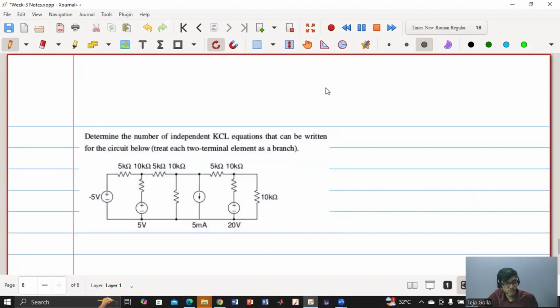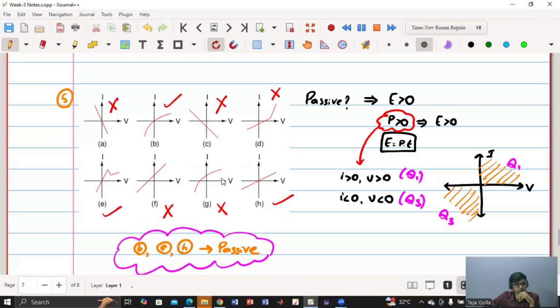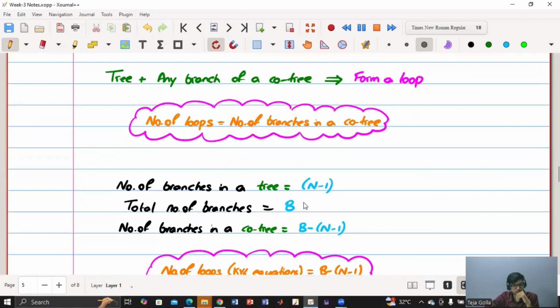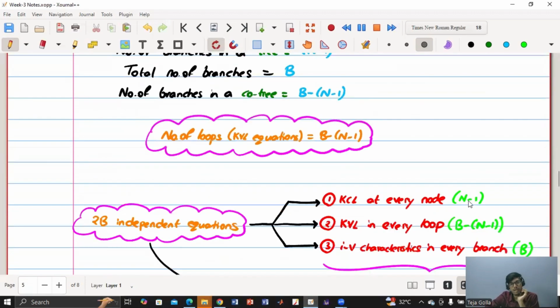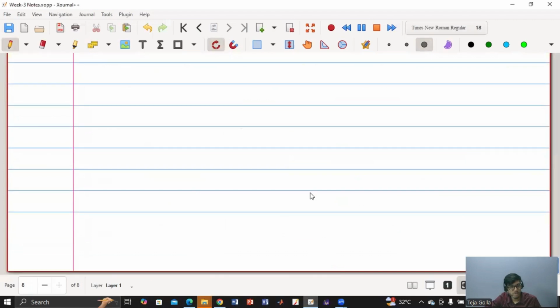So this is question 6. We have discussed the number of KCL equations in our theory is nothing but n minus 1, where n is the number of nodes, right? So how many nodes do we have here? Can you tell me how many nodes?